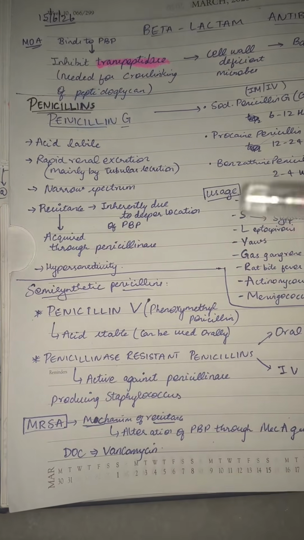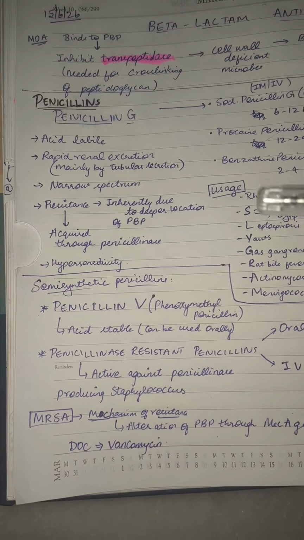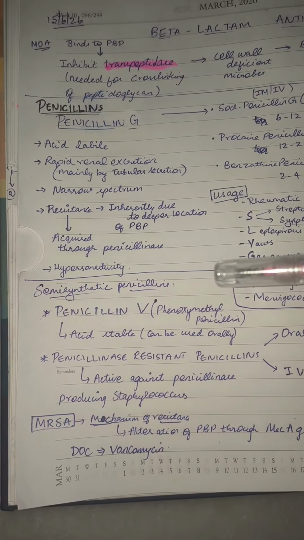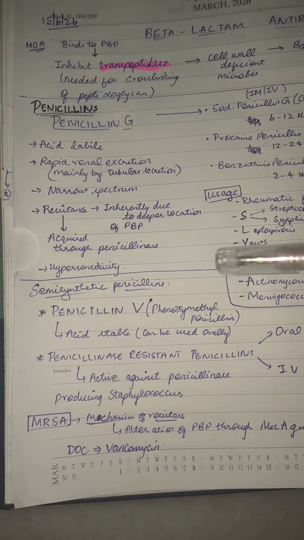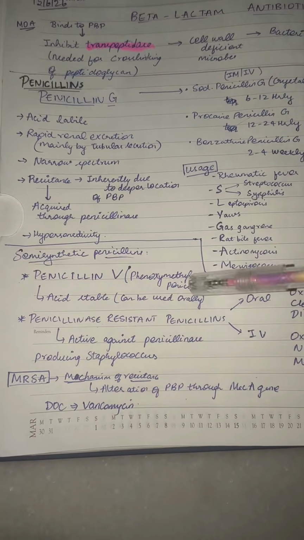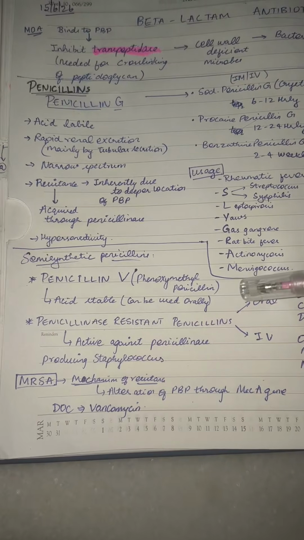Resistance: inherently, some bacteria are resistant to penicillin due to the deeper location of the penicillin binding protein, and acquired resistance is through penicillinase enzyme. And side effects of penicillin include hypersensitivity. Semi-synthetic penicillin, we have penicillin V, which is an acid stable form which can be taken orally.